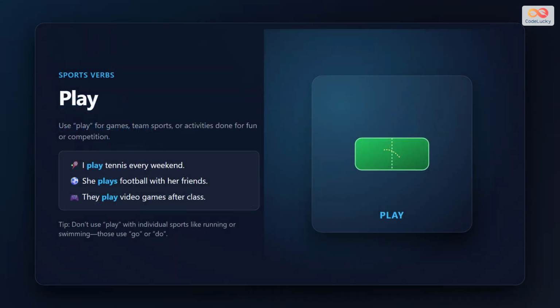The word play is used when we talk about games, team sports, or activities we do for enjoyment. For example, we can say, I play tennis every weekend, or she plays football with her friends. We can also say, they play video games after class. Notice that play is used for activities like football, tennis, or chess, but we do not say play running or play swimming. Those take different verbs like go or do. So remember, play goes with games or sports that have rules, players, or teams.